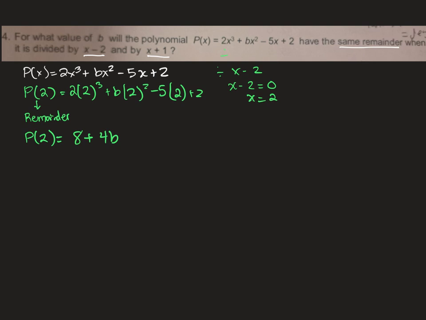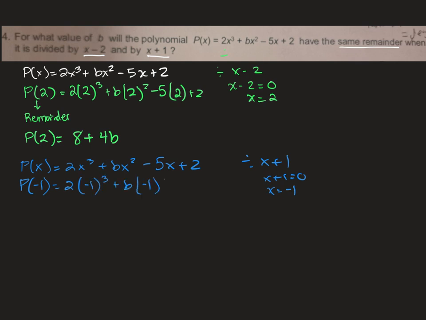So let's do it again. So p of x is going to be divided by, meaning we're going to use remainder theorem, divided by x plus 1, set that equal to 0. So x would equal -1. So we're going to go p at -1, substitute -1 in for x. And that is also equal to the remainder. And it's the same remainder as above.